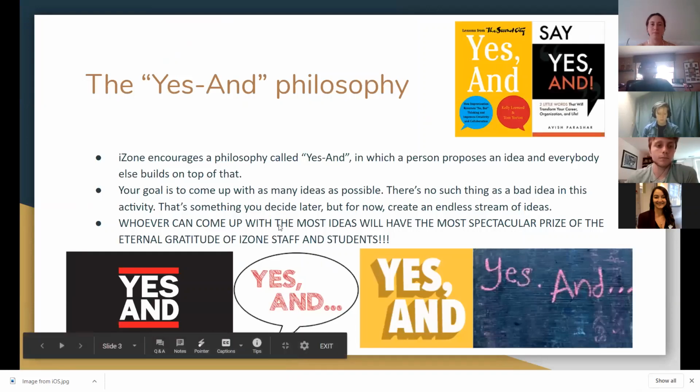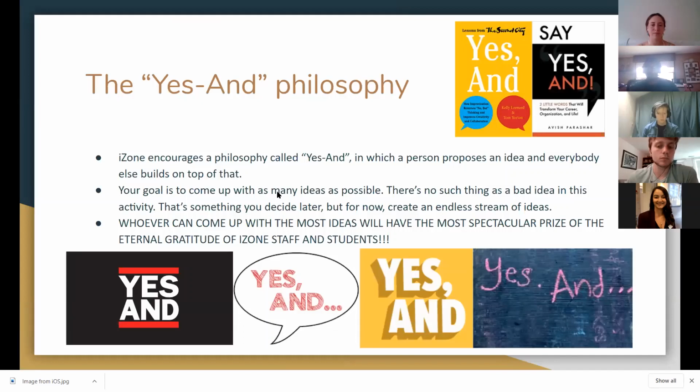If you're familiar with the iZone, they apply a philosophy called "yes, and." That's a process in which a person proposes an idea and everyone else builds on top of that. Your goal is simply to come up with as many ideas as possible. There's no such thing as a bad idea in this activity.